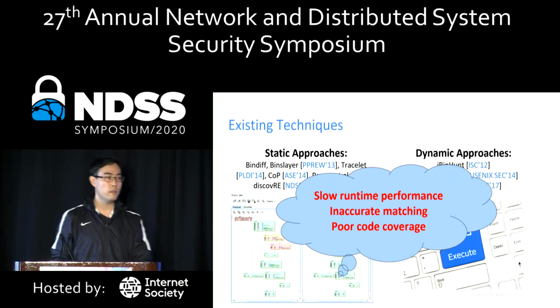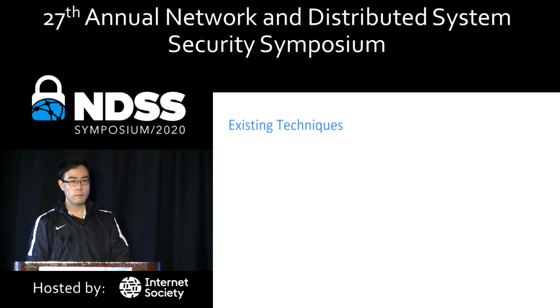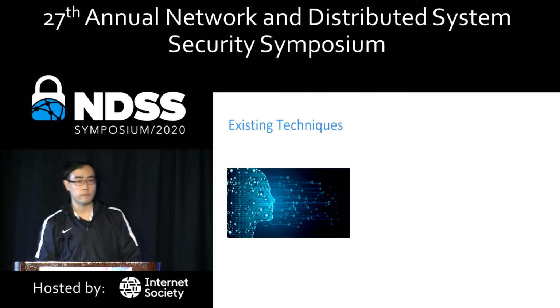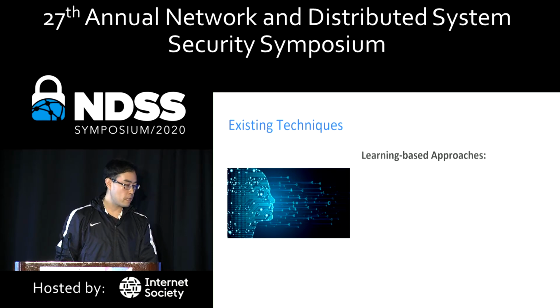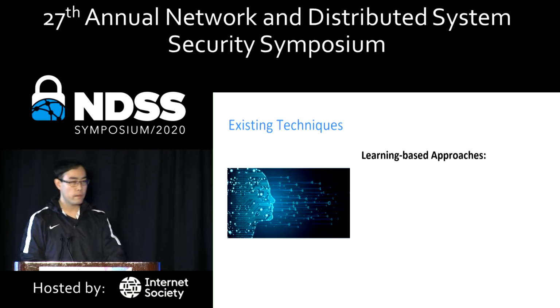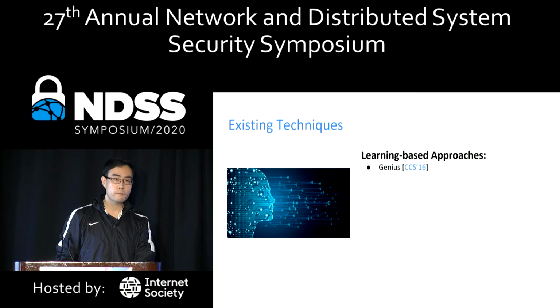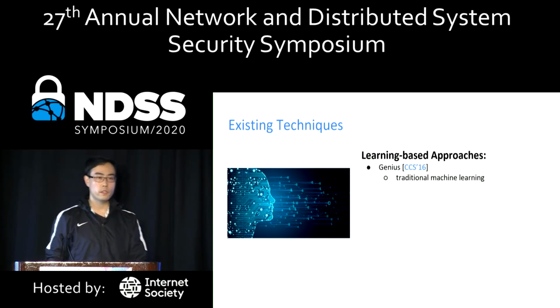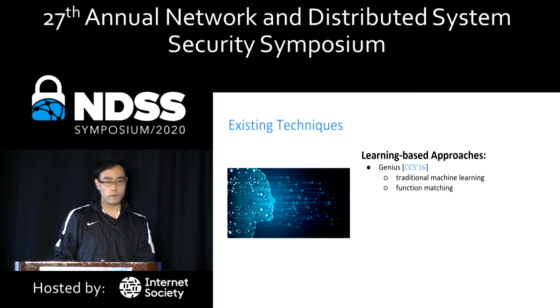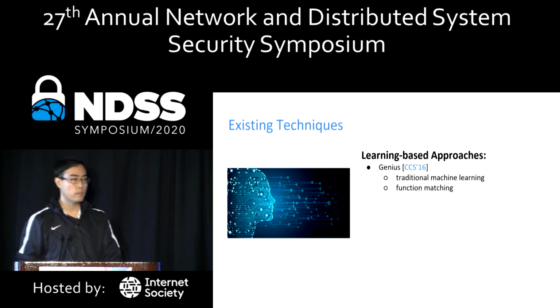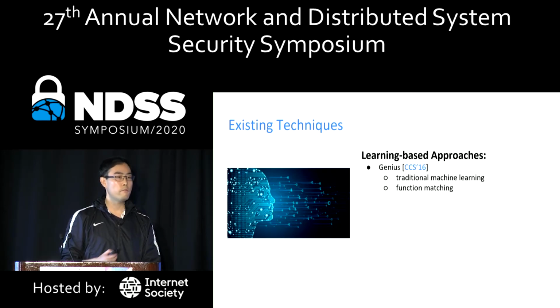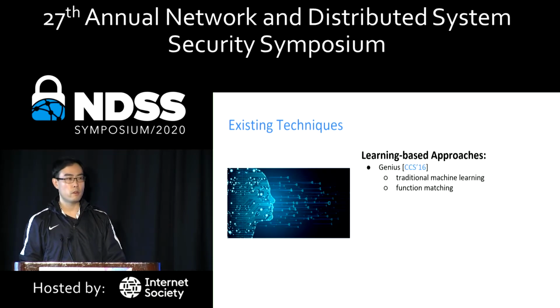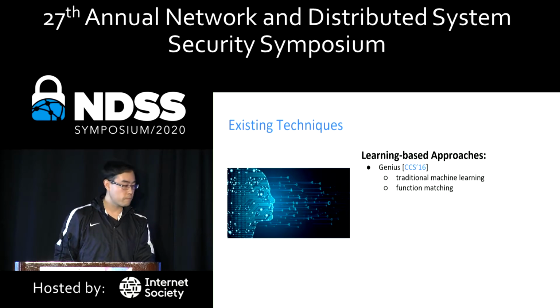Because of those limitations, these days people turn to machine learning to try to solve the problem. There are a lot of existing machine learning-based approaches. For example, Genius, published in CCS 16. It uses a traditional machine learning approach and tries to perform function level matching. This is the first work that tries to transform a function into an embedding, just a numerical vector, and perform embedding matching rather than graph matching.